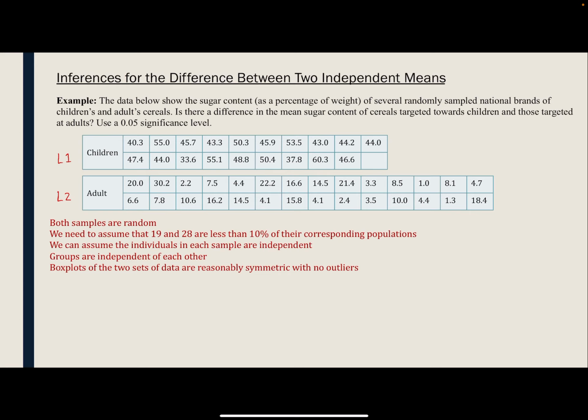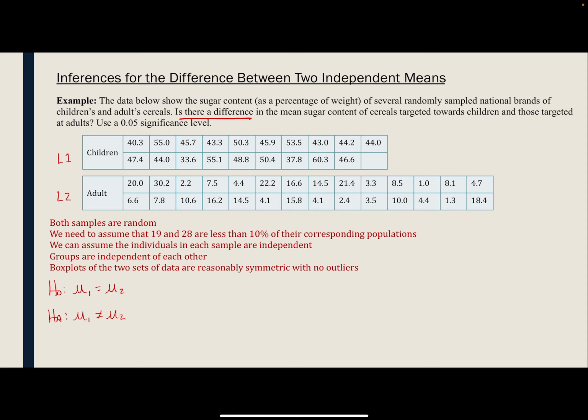So when we run this test, we're going to start off with the null hypothesis, and the null hypothesis is always that the means are the same. But now for the alternative hypothesis, it's asking if there's a difference. It says, is there a difference? So we're not asking if one is higher or lower. It's either one. And that's when we use the not equal to.